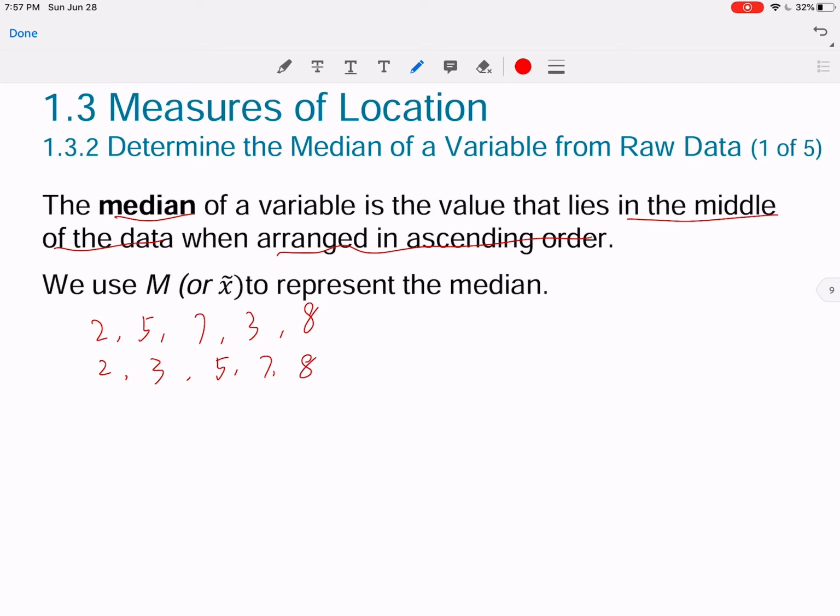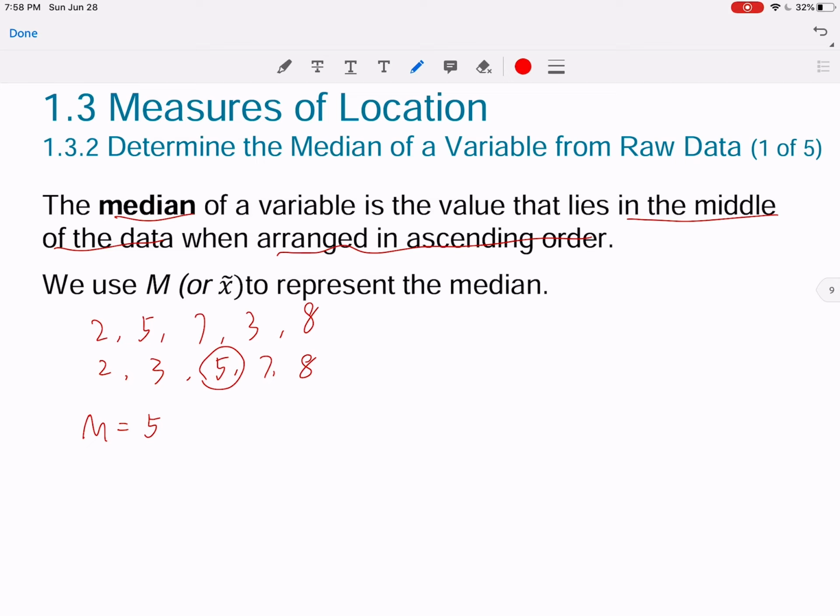And then find the number in the middle position. Obviously in this case, the middle position is the 3rd one, and the value is 5. So the median in this case is equal to 5. That's pretty much how to find the median. But the problem is, we only have 5 numbers here, and it is very easy to pick the number in the middle position. But what if we have a large number of values? What if it's not that easy to find the number in the middle position?